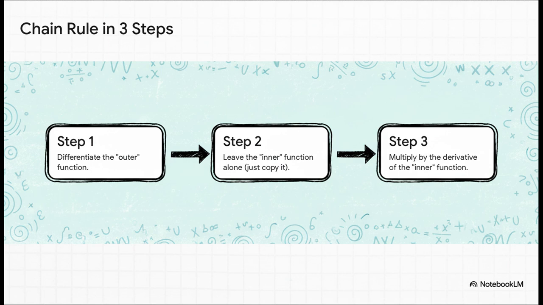I always think of it like those Russian nesting dolls. First, you take the derivative of the biggest, outermost doll. Then, and this part is key, you just leave all the inside stuff alone for a second. Just copy it over. Finally, you multiply that whole thing by the derivative of the next doll on the inside. So just repeat this in your head: derivative of the outside, leave the inside alone, times derivative of the inside. That's it. That's the whole game.